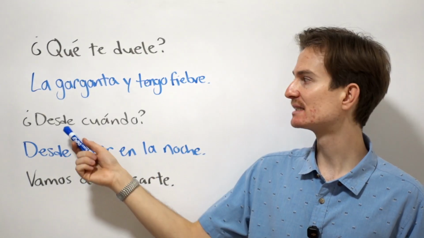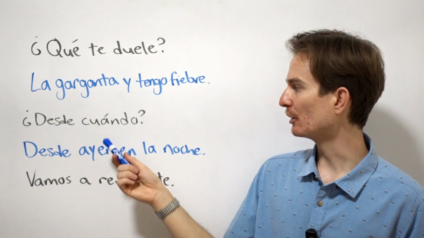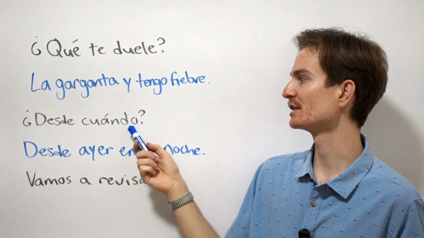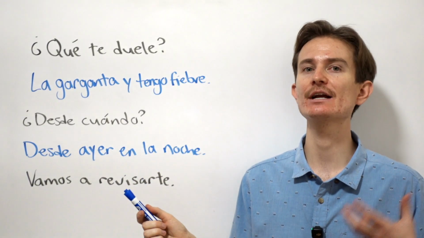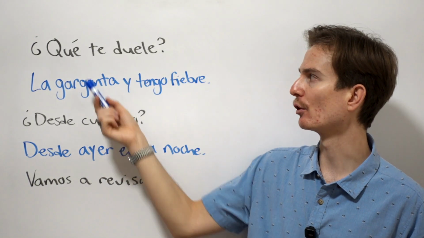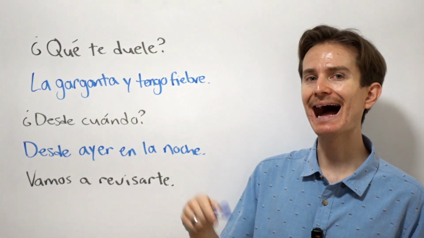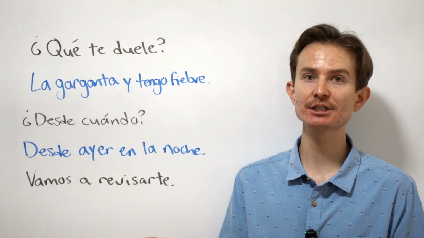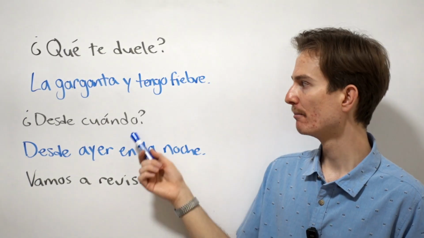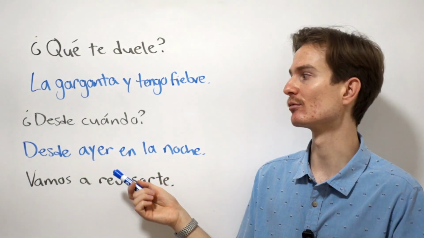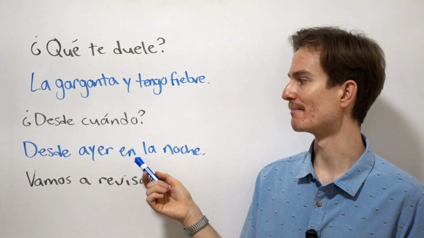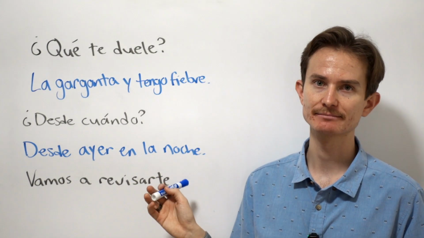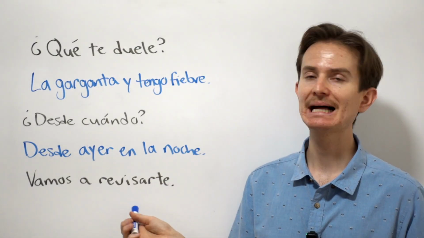¿Desde cuándo? Since when? Now, notice there's an accent over the A in the word cuándo. This actually doesn't change the pronunciation at all. We simply do this when we're asking questions. So with words like cuándo or qué or cómo, we'll put accents over the vowels in these words when we ask questions. The pronunciation actually stays exactly the same, but it's just to provide extra context in writing. ¿Desde cuándo? Since when? Desde ayer en la noche. Since last night.